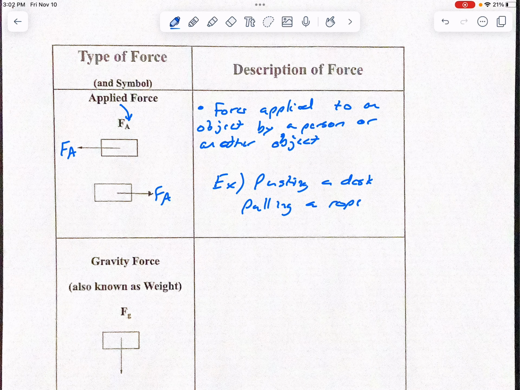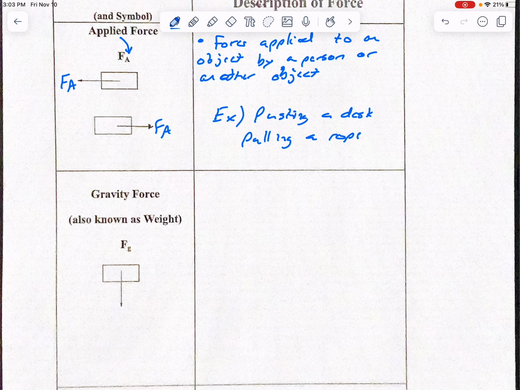Okay, so applied force is not too difficult to understand. It's just whatever force you're applying to an object, either you are or another object is. Like if a train hits a car and stuff like that, that train would be exerting an applied force on that car. So that is your first type.